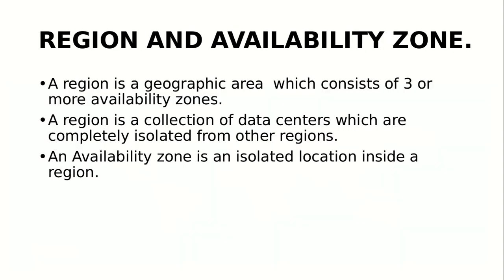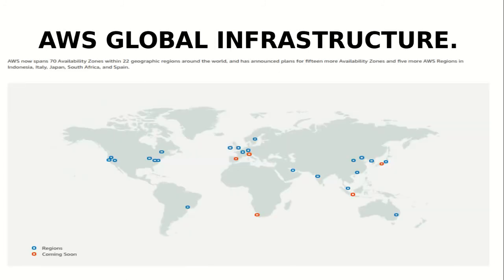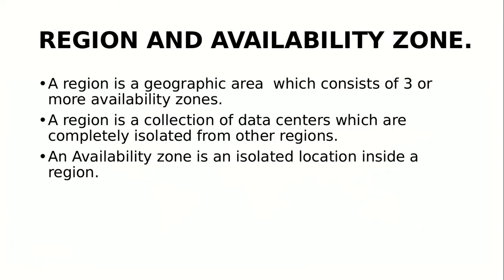Now, what are regions? A region is a geographic area which consists of 3 or more availability zones. These regions that you see here are the geographic locations where the physical servers are present. Even though AWS or cloud service is a virtualization technology, at the end of the day there are still physical servers present across the world. These physical servers are present in different locations, and these locations are known as regions. Each of these regions consists of 3 or more availability zones.